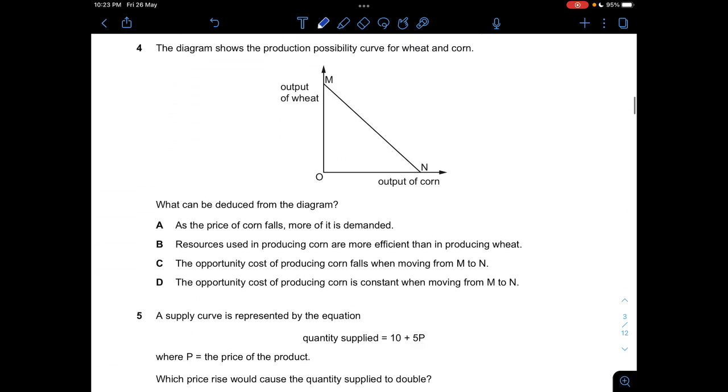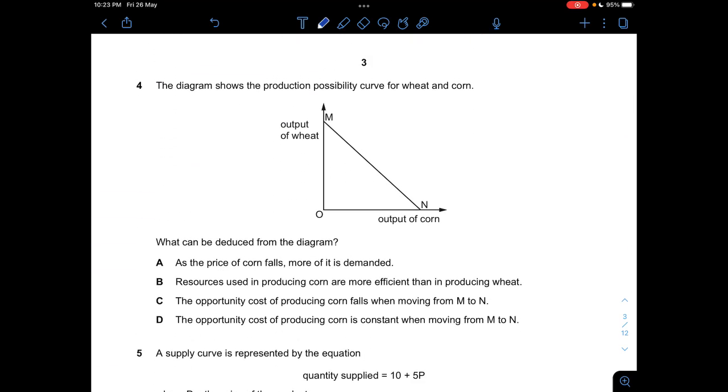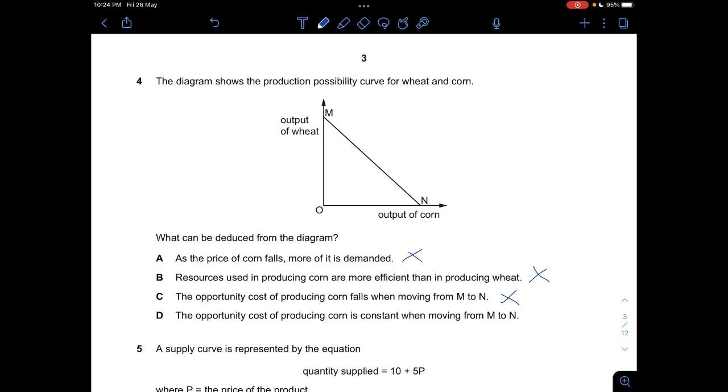Alright, for question 4, it says the diagram shows the PPC for wheat and corn. This curve states that the opportunity cost of producing both these goods is constant. So what can be deduced from the diagram? A says as the price of corn falls, more of it is demanded, which is wrong. As you can see, it's constant opportunity cost. B says resources used in producing corn are more efficient than in producing wheat, which is wrong because for both of them the opportunity cost is constant. C says the opportunity cost of producing corn falls when moving from M to N, which is wrong. And D says the opportunity cost of producing corn is constant when moving from M to N, which is correct.